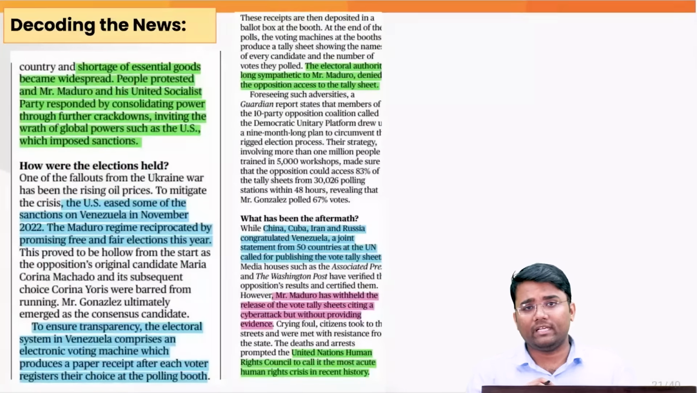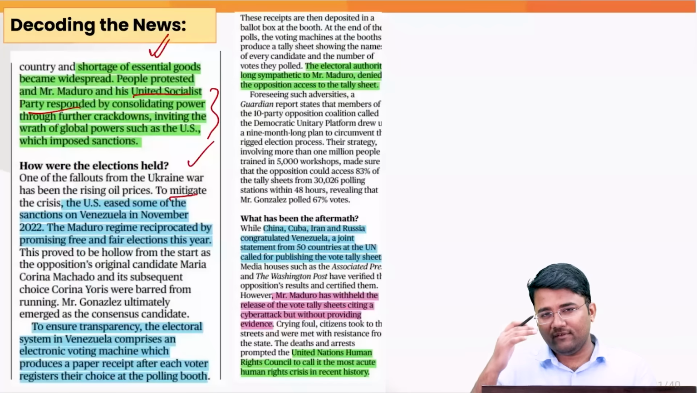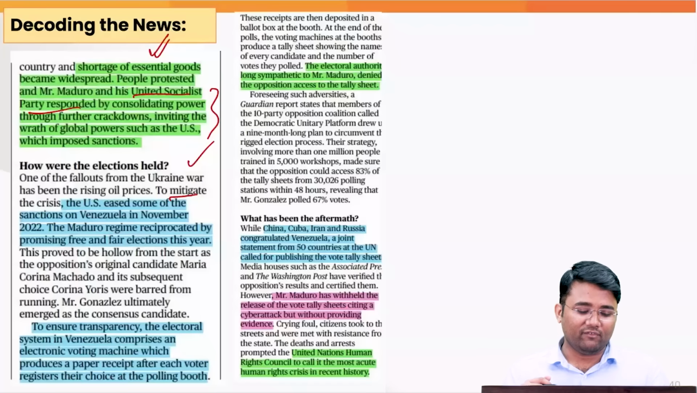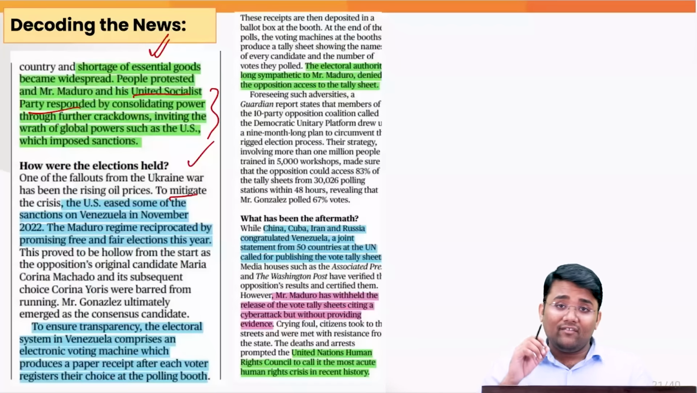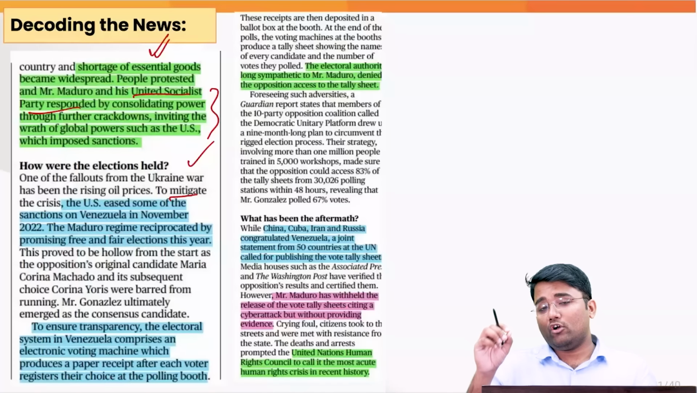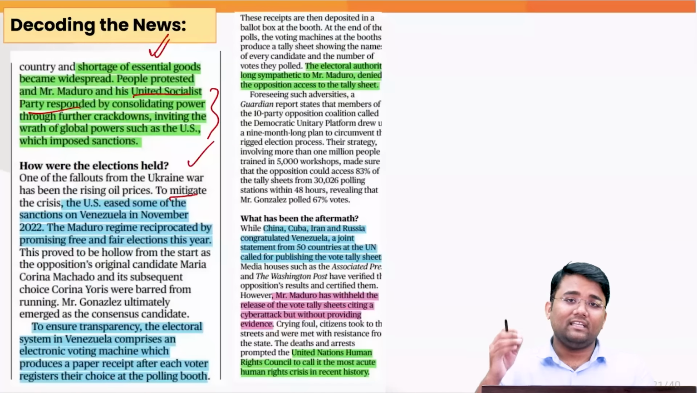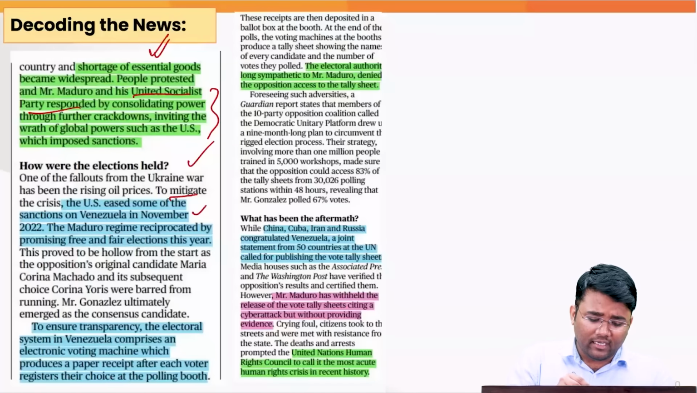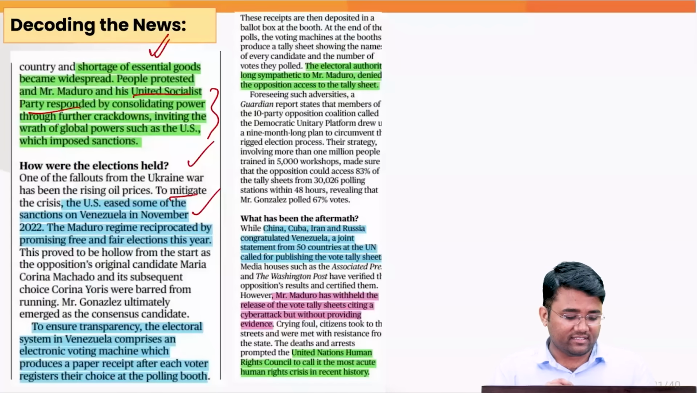And this is the national security strategy of the US: we will impose sanctions on you, but if our economic interests are getting disturbed, we will slow down or reduce the sanctions we have imposed, because our economic interests are of utmost importance rather than anything else. Here, after the easing of those restrictions, Mr. Maduro's regime reciprocated by promising free and fair elections.